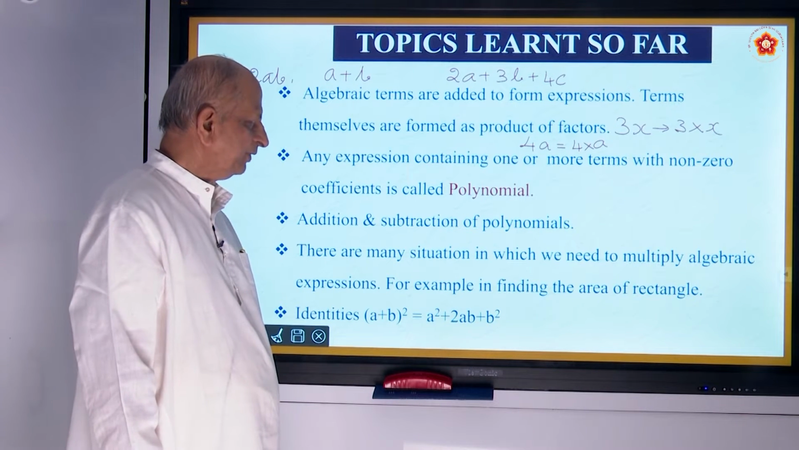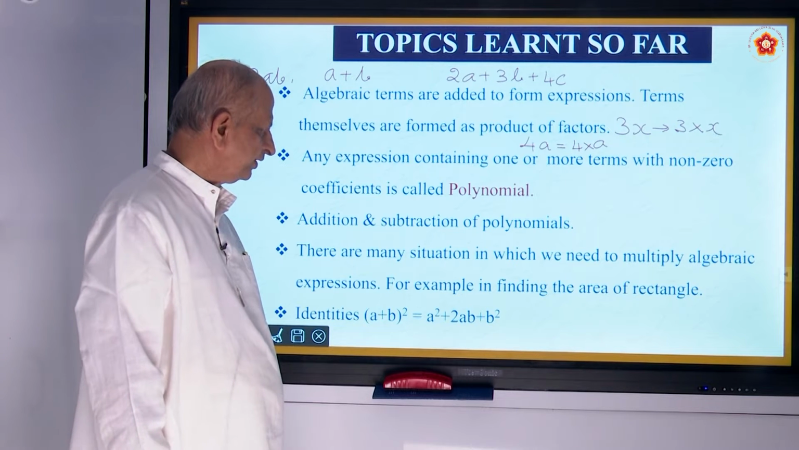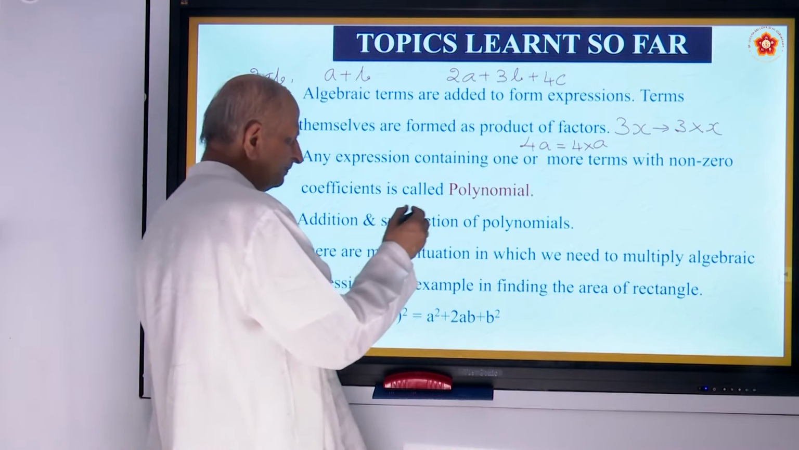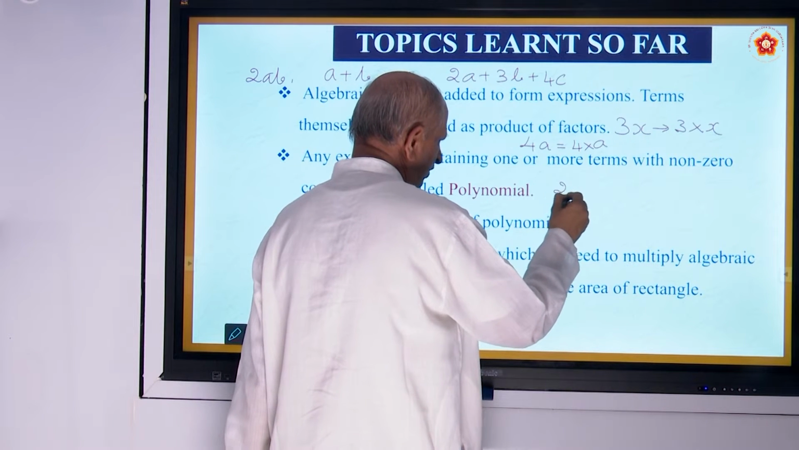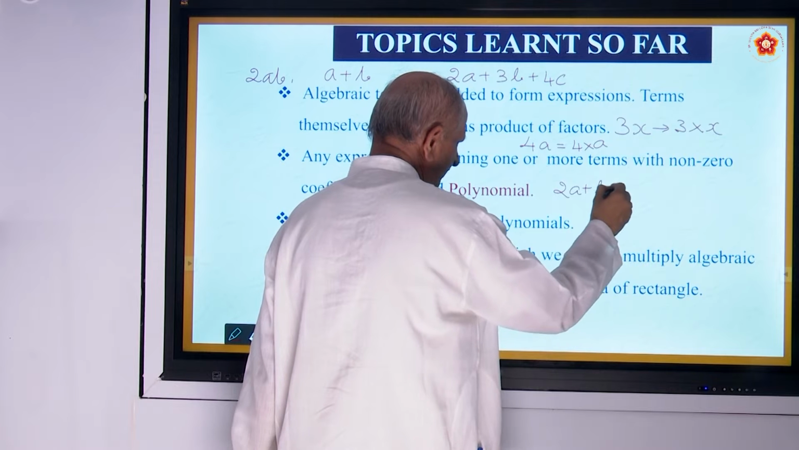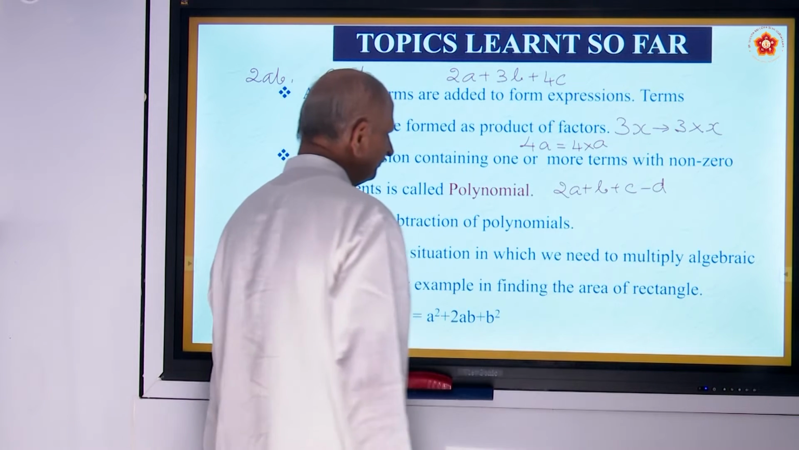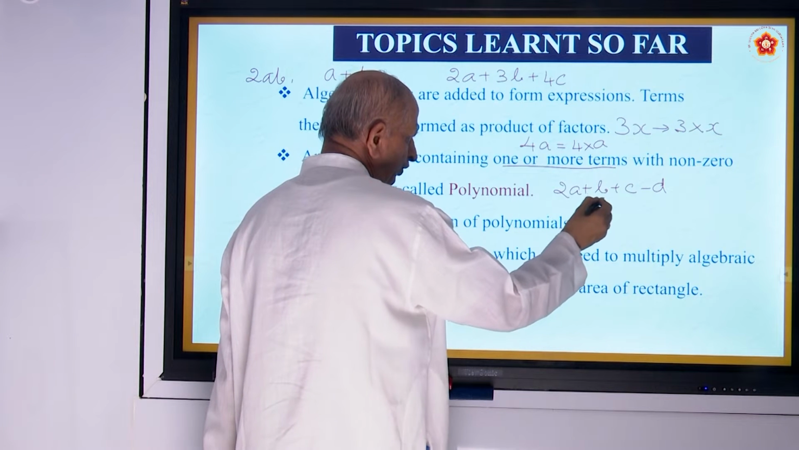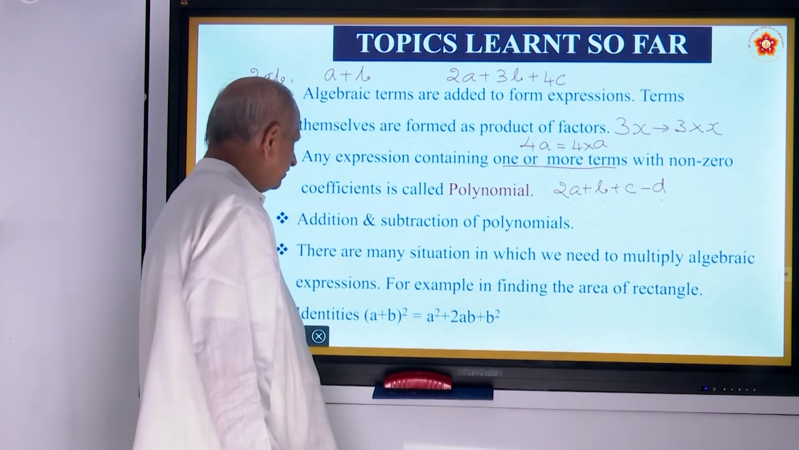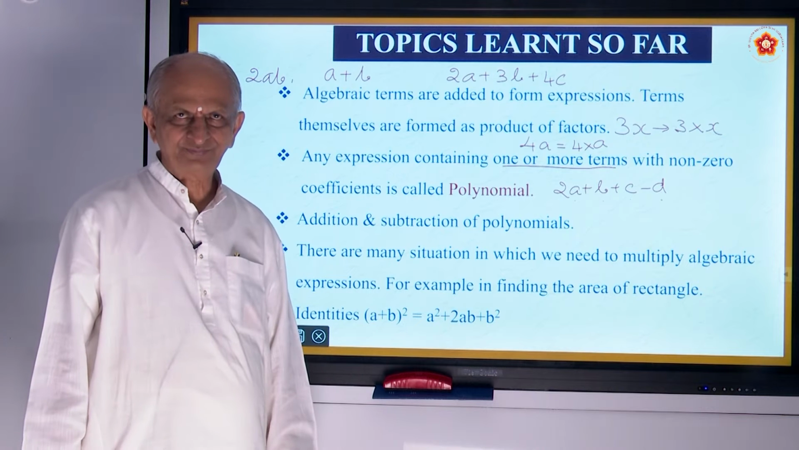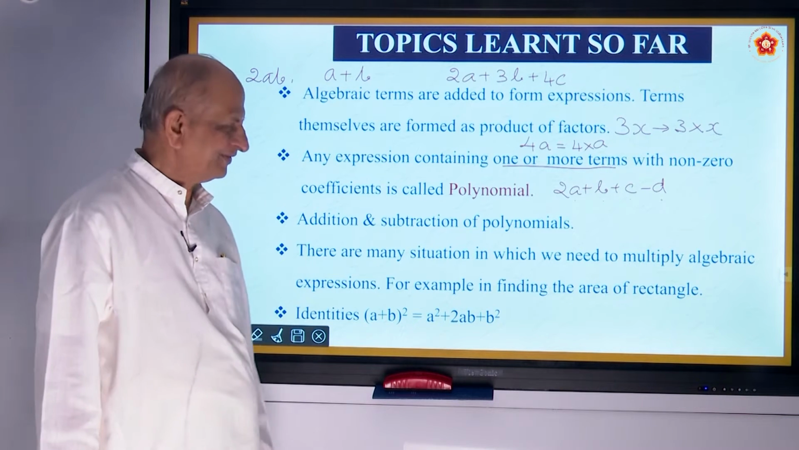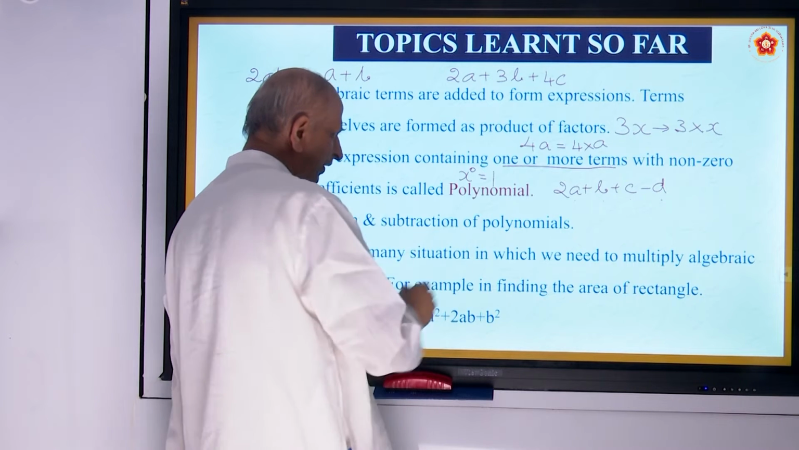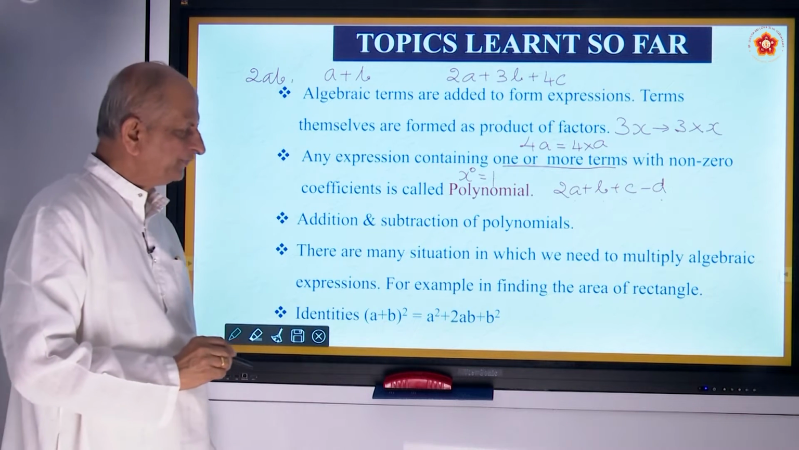An expression containing one or more terms with non-zero coefficient is called a polynomial. So suppose you have 2a plus b plus c minus d, containing one or more terms. Here how many terms are there? 1, 2, 3, 4, with non-zero coefficients. The coefficient should not be 0. Anything to the power of 0 is 1, correct?